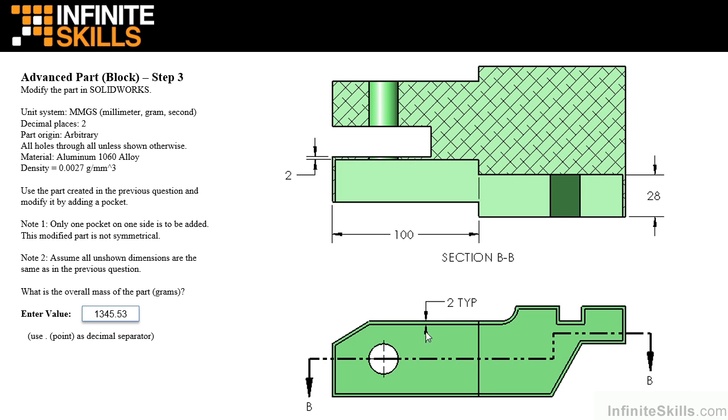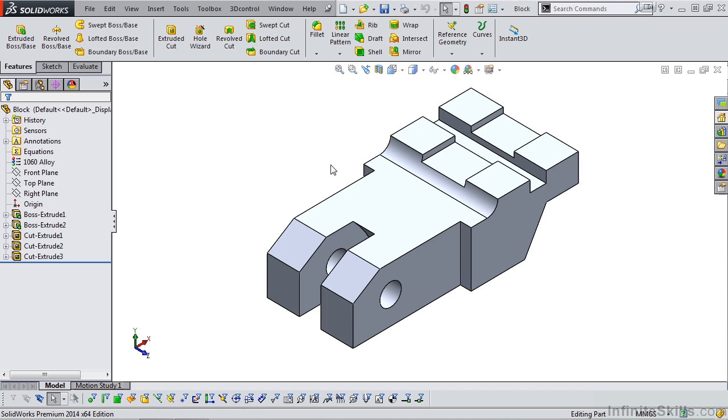Notice in the front view, we have a 2 mm wall thickness around the perimeter of the part. In the top view, the pocket on the right side sits back in the part 28 mm. However, on the left side, we do not receive a depth dimension. Instead, we are provided a wall thickness. So let's go to the SOLIDWORKS screen to find this distance here, and then we can subtract 2 from it.